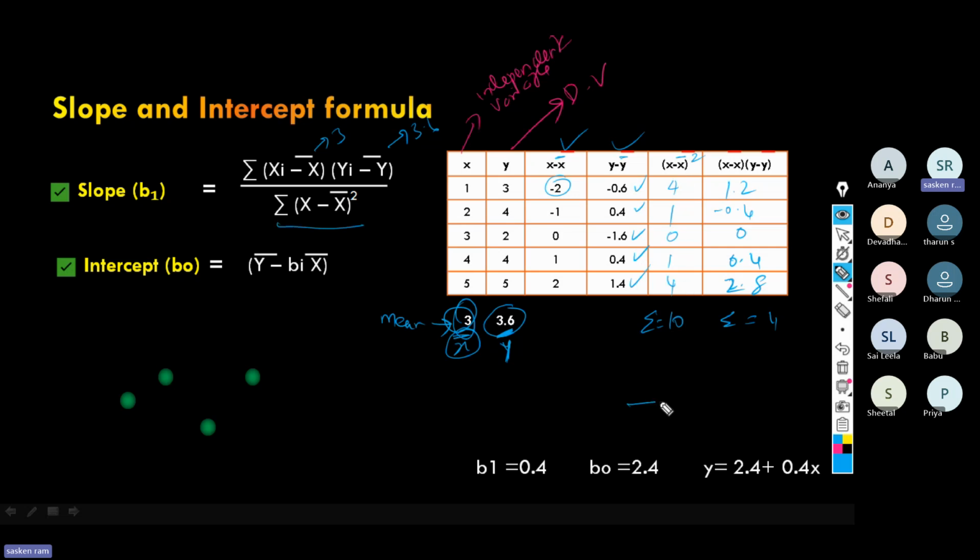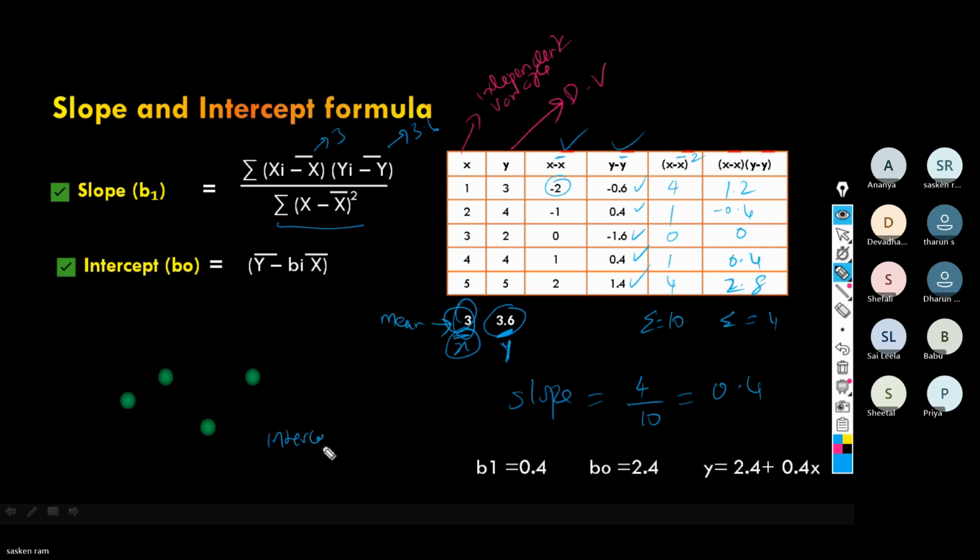Now we have the sum of x minus x bar whole square as my denominator, 10. And the sum of x minus x bar times y minus y bar is 4. So 4 over 10, 0.4, is my slope. We have obtained the slope value. Got it? The next thing is to find the intercept value. Before obtaining the intercept, you first need to compute the slope value. Now we have the slope value, and the next step is the intercept.